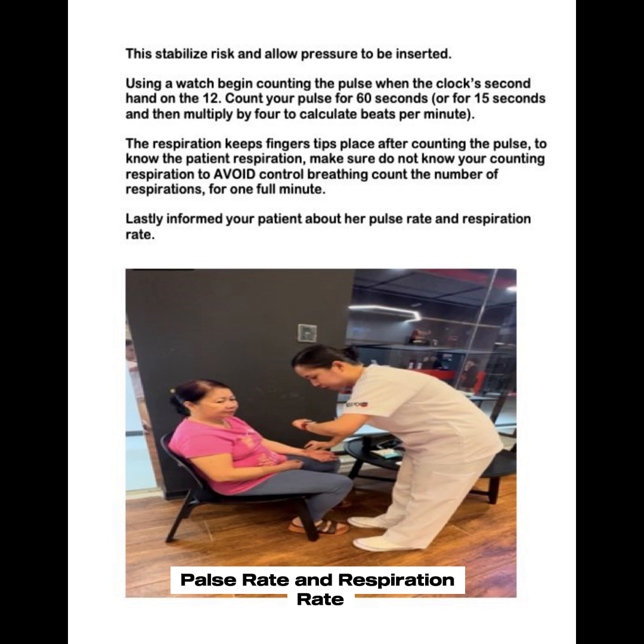Using a watch, begin counting the pulse when the clock's second hand is on the 12. Count the pulse for 60 seconds, or for 15 seconds and then multiply by 4 to calculate beats per minute. For respiration, keep your fingertips in place after counting the pulse to count the patient's respiration. Make sure the patient does not know you're counting respiration, to avoid controlled breathing. Count the number of respirations for one full minute. Lastly, inform your patient about the pulse rate and respiration rate.